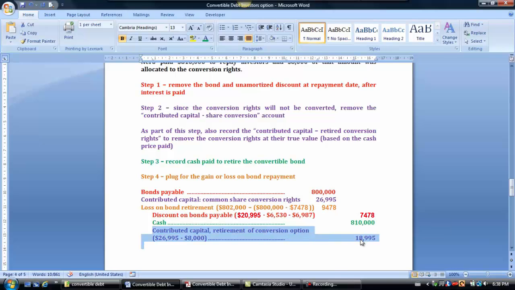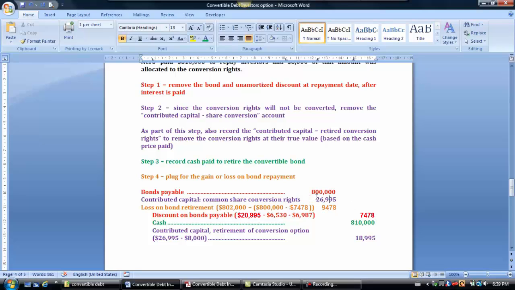So now you have this contributed capital in the retirement of the conversion options, which is $18,995, and again that's a plug figure, and we calculate it by taking the value that we have the conversion rights on our books at now less what the rights are really worth. So the difference between the two is the retirement of the conversion option, which is part of your contributed capital. And again, notice that the difference really takes the conversion rights off your books at net at $8,000, which is their current value.